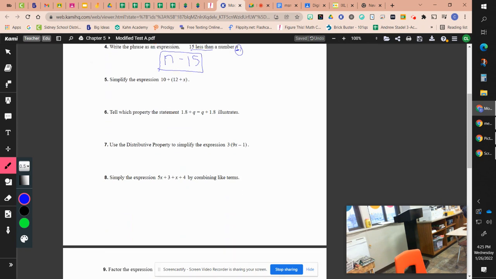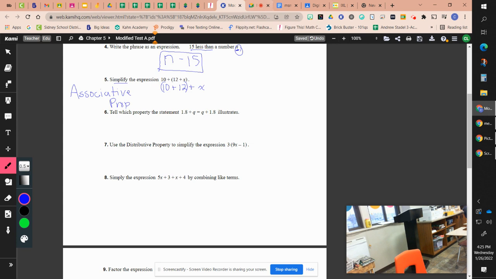Now the next one says simplify the expression. And when you look at this, it has the 12 and the x in parentheses. But according to one of our properties, I can move the parentheses. Which property is it that allows me to move the parentheses and still get the same answer? Parentheses can be moved. Commutative? Oh no, associative. Yep, associative. So because of the associative property, I can move my parentheses and it won't bother the answer at all.